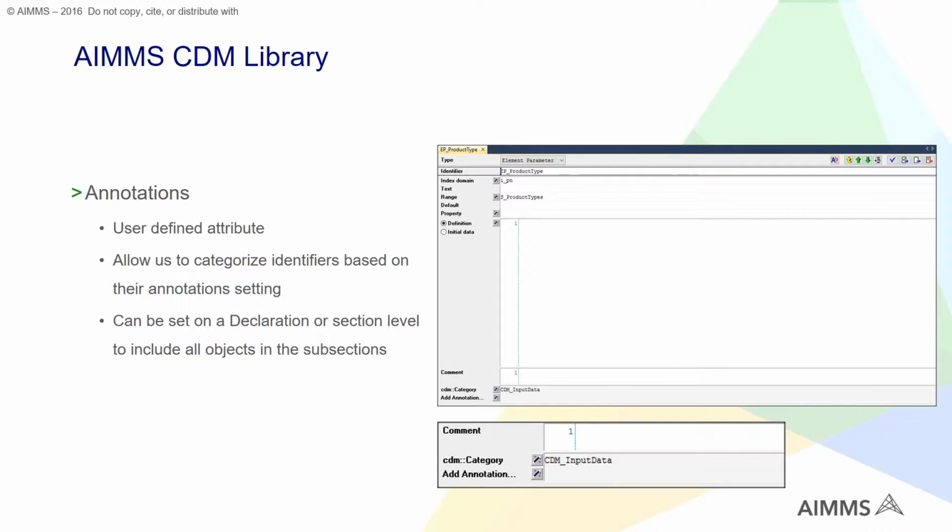The annotation that we use currently with the CDM is the CDM category, as you can see here. So for each identifier we want to put into a specific category, we have to define the category name, and we have to make sure that we only put in the string directly. We cannot use identifiers to assign the annotations.